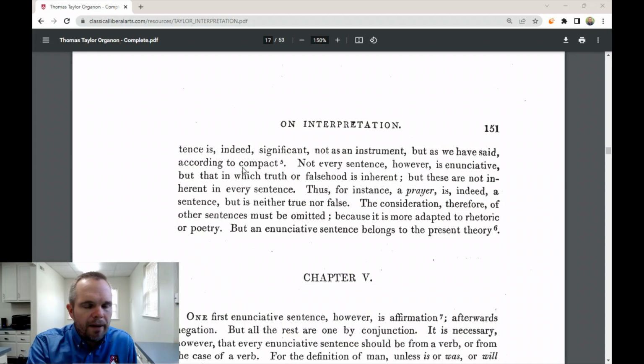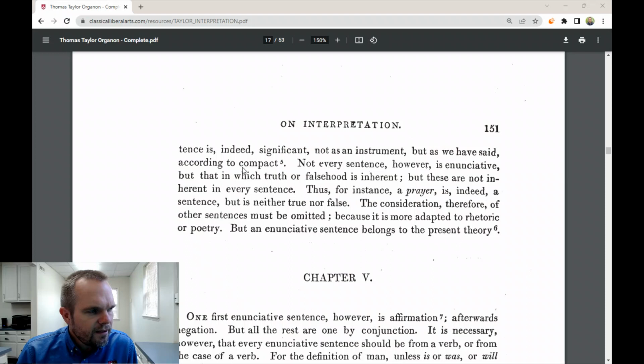The best thing to do, and this is a learning skill that you really need to develop to become a good student, you need to learn to let the context define the words that you read. And very often, this can be done. Let the context, let the passage define for you the word that you don't understand. So let's use this as an example here. Every sentence is significant not as an instrument. So let's say you don't know what the word instrument is, because you don't at this point.